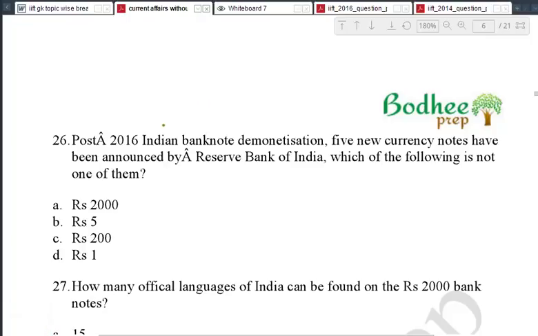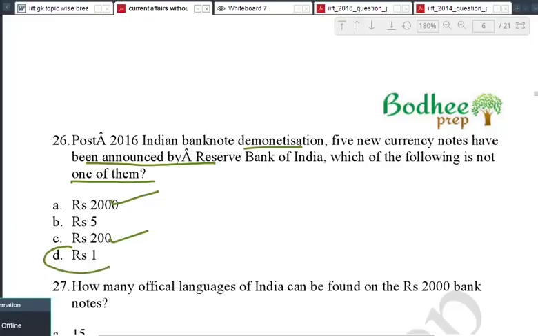Post 2016 Indian demonetization, 5 new currency notes have been introduced. Which of the following is not one of them? 2000 has been introduced. 200 has been introduced. Rupees 1 also has been introduced. 5 has not been introduced. 5 goes out. Are you getting this point? 2000 was not there. 200 was not there. 1 was banned a long time back. Now it has come back again.